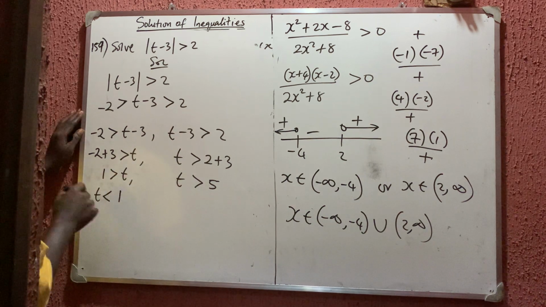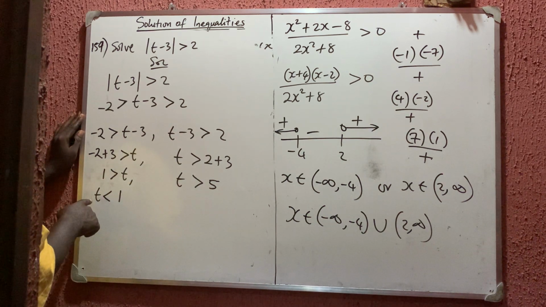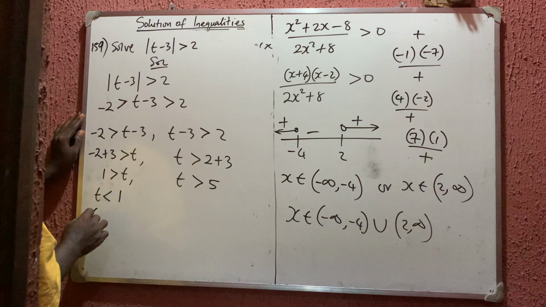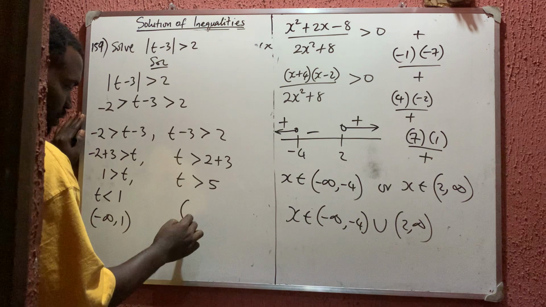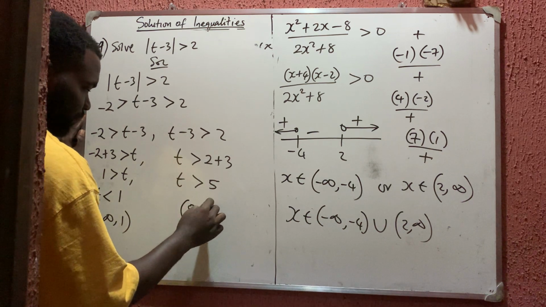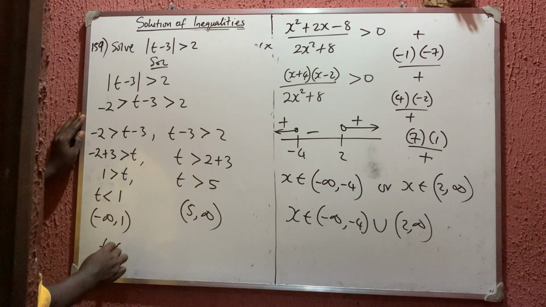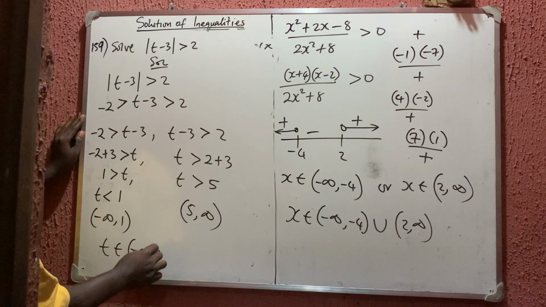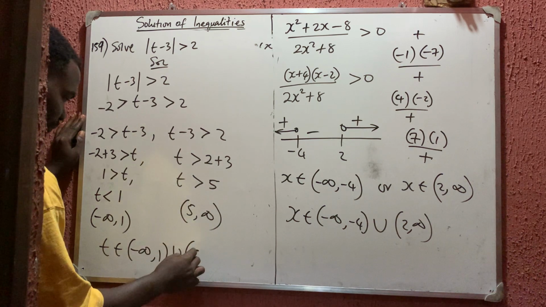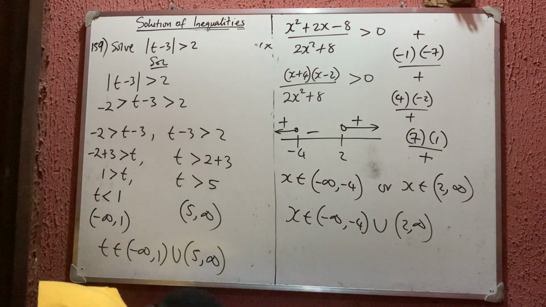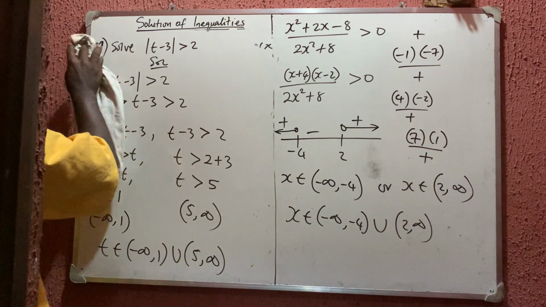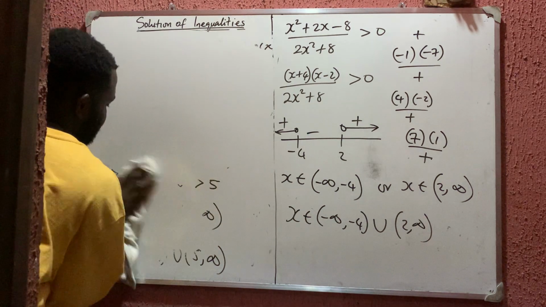So now from here means what? Anything that is less than 1, which is minus infinity to 1. Anything that is greater than 5, which is what? From 5 to positive infinity. So the answer here, t is an element of negative infinity comma 1 union 5 comma positive infinity. So that is the answer to that. So we move to the next question. Question number 160.